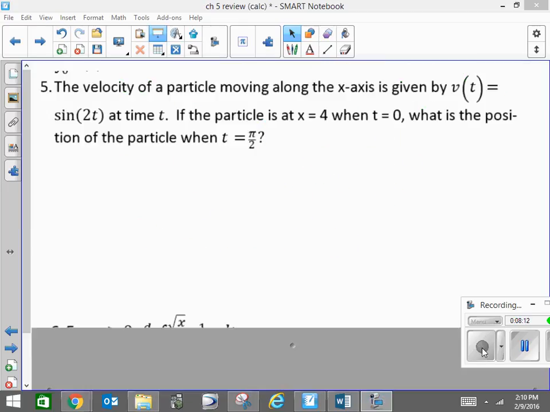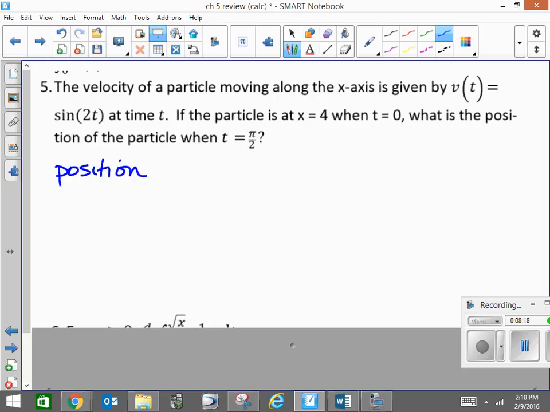Okay, so how do you find the position function? The integral of the velocity. Good, which is sine 2t. We don't have any limits, so it's just the antiderivative. How do we do that?